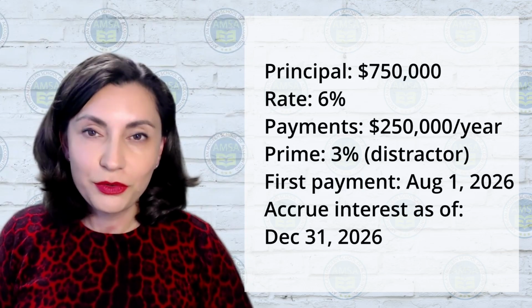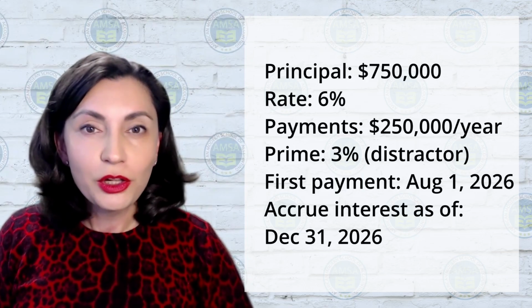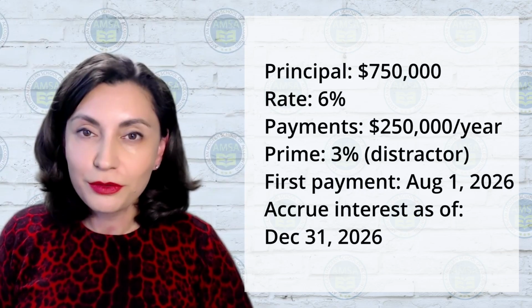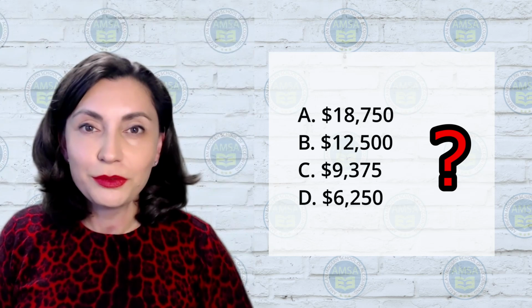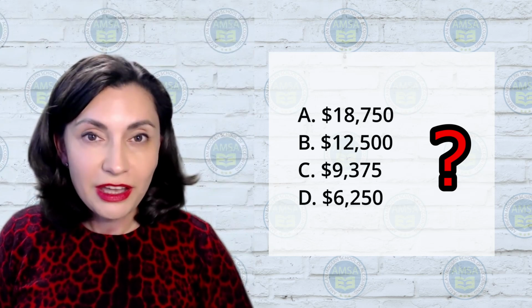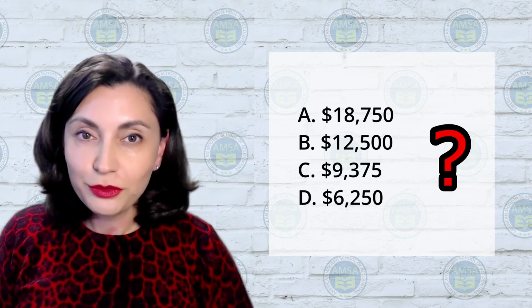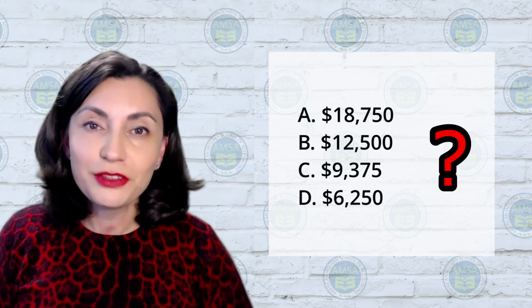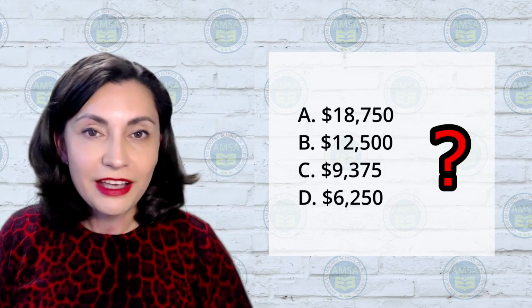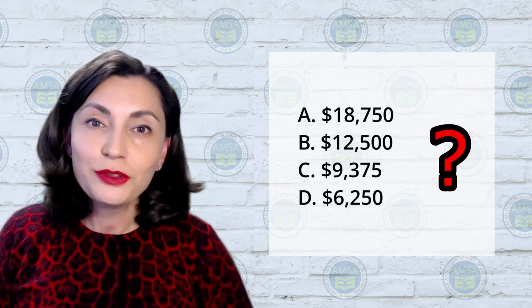At December 31st, 2026, Law should record accrued interest payable of A. $18,750, B. $12,500, C. $9,375, and D. $6,250. Let's take a closer look.